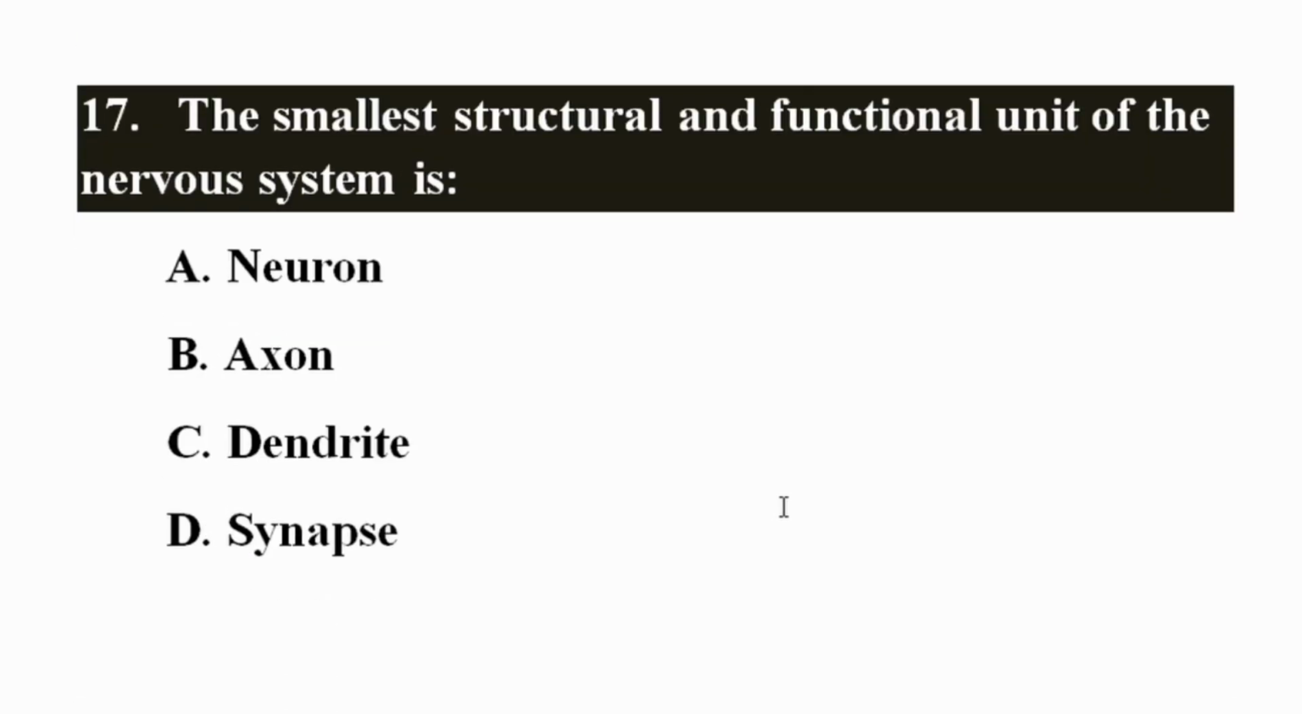The smallest structural and functional unit of the nervous system is... The right option is Alpha, neuron. Neurons transmit nerve impulses, making them fundamental to the nervous system.